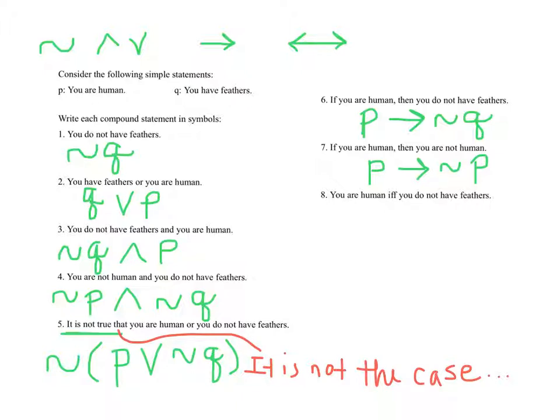And now, for this last one, you are human if and only if you do not have feathers. Remember, that means if you are human, then you do not have feathers. And if you do not have feathers, then you are human. So it means both of those. The way to represent that is with the double arrow. So I'm going to say you are human is P. If and only if, so I'm going to use the double arrow, you do not have feathers. So having feathers is Q, so I'm going to say not Q.